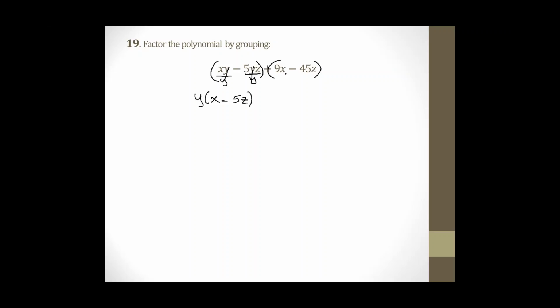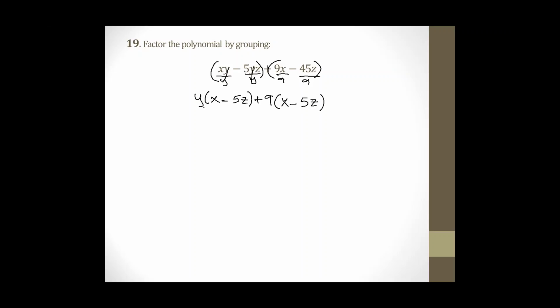And now we want to do the same thing with this second group. So we have 9x, negative 45z. So the GCF between 9x and negative 45z is going to actually be 9. Now, something to check yourself as you do factoring by grouping, your goal is to get what I call twins. So when I factor out a GCF from the second group, I want the same thing I have here in the first group to be here. So if I factor out a 9, I'll be left with x. And when I divide 9 here, I'm left with negative 5z, which is great. I've got my twins here. X minus 5z, x minus 5z.